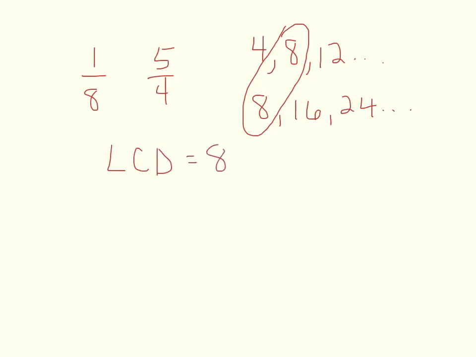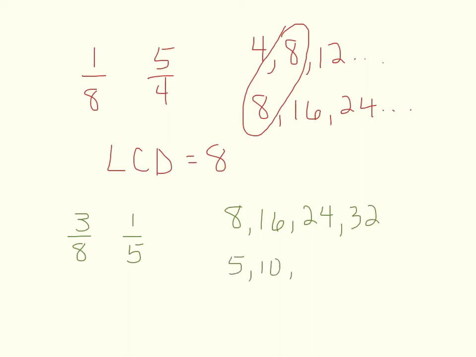Now let's look at one more example. 3/8 and 1/5. Now, let's take the 8 and let's write out my multiples. 8, 16, 24, 32, and we'll stop there for just a moment. Let's do the 5. 5, 10, 15, 20, 25, and let's stop there for a moment.